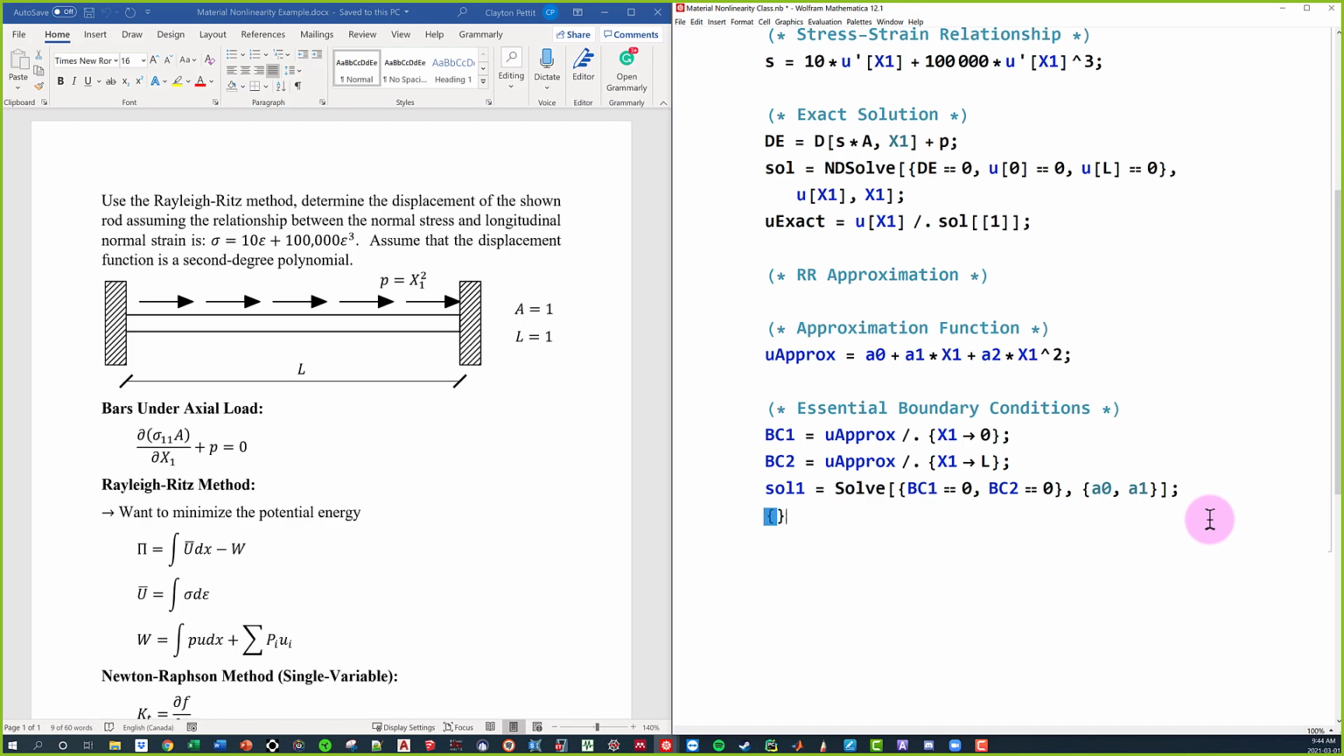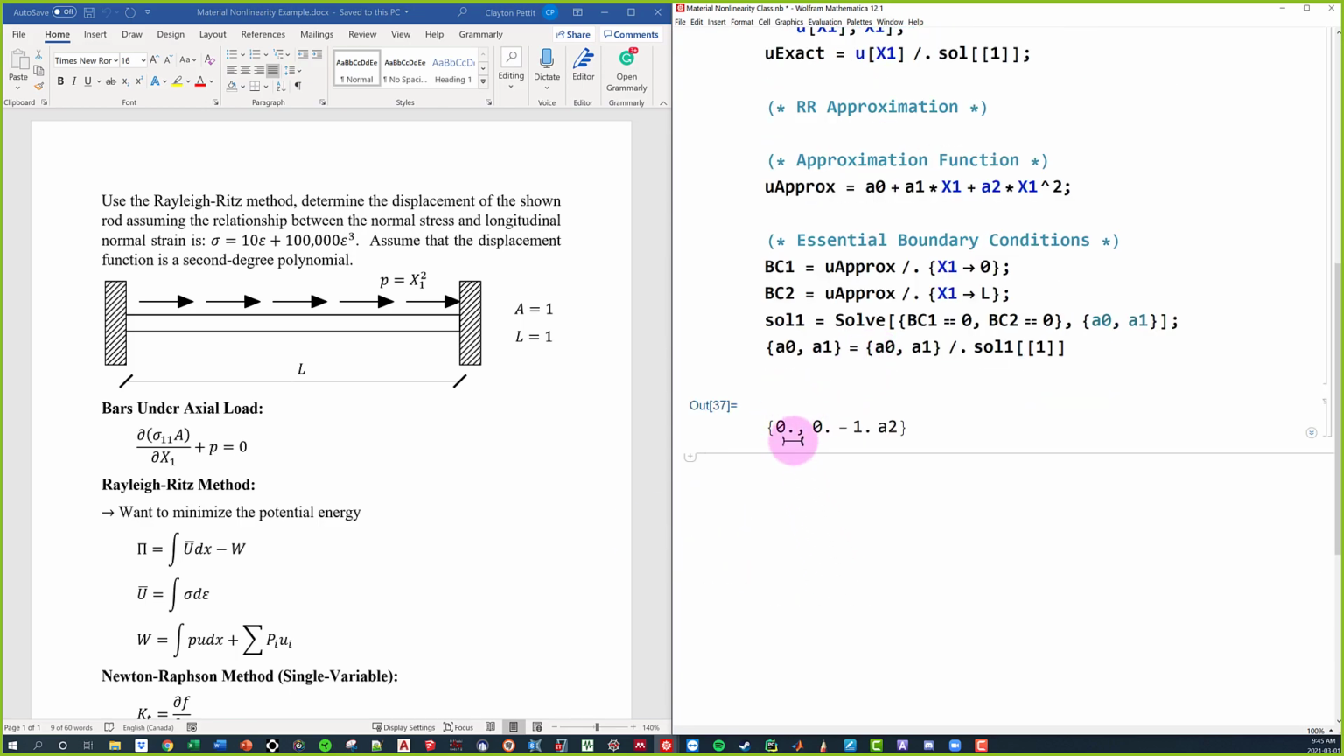So this will actually solve for A0 and A1, and we're just going to store them after we do that. So we're going to say that A0 and A1 are going to be equal to A0 and A1, specifically when solution 1 at 1. So if I were to run this, what I get is that A0 is equal to 0, and A1 is equal to negative A2.